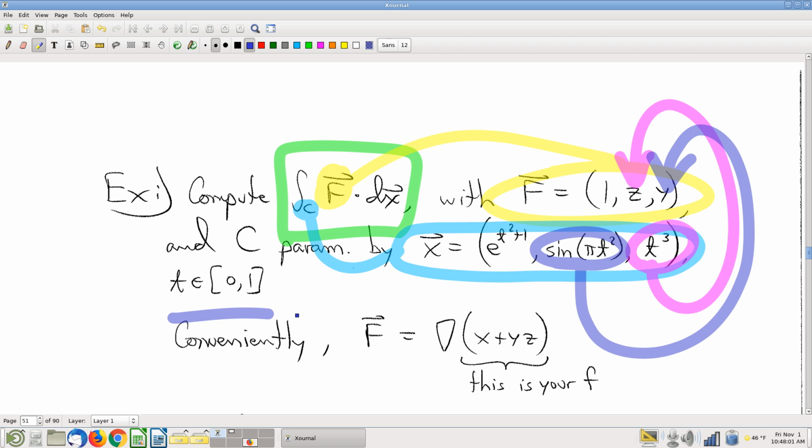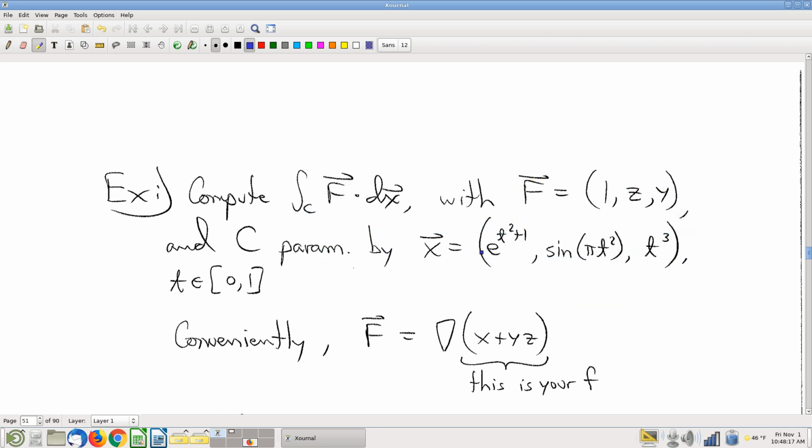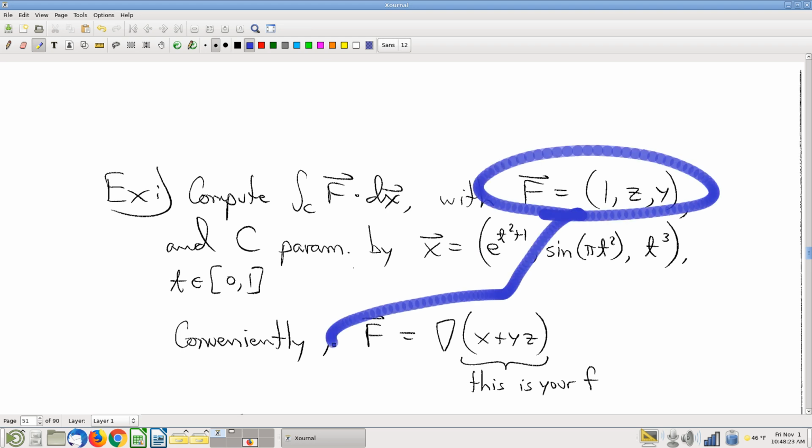But just think about what kind of a beast that would be. It's highly undesirable. And it would work out, and you could do it that way, but it would be a bummer. So what we're going to do to avoid all of that work, we're going to make the observation that this integrand is, in fact, a gradient.